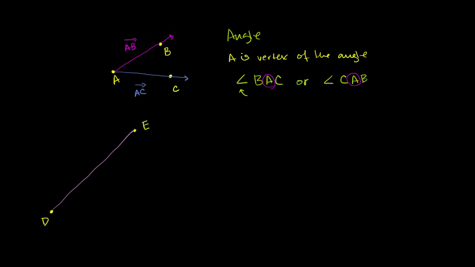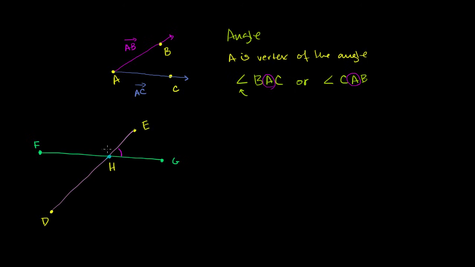And let's say I also have line segment FG. And let's say this point where these two line segments intersect, let's call that point H. Now, how could we specify this angle right over here? Can we just call that angle H? Well, no, because if we just said angle H, the angle that has a vertex H, it could be this angle right over here, or it could be this angle right over here.